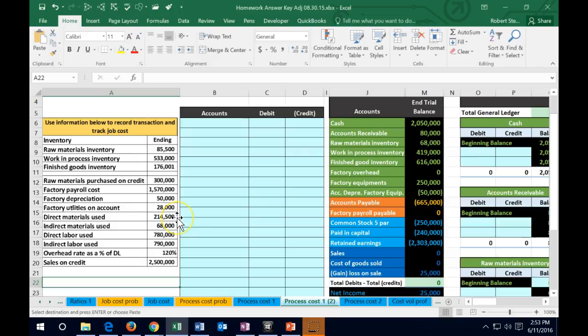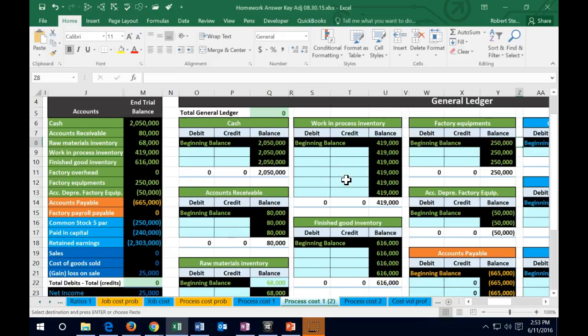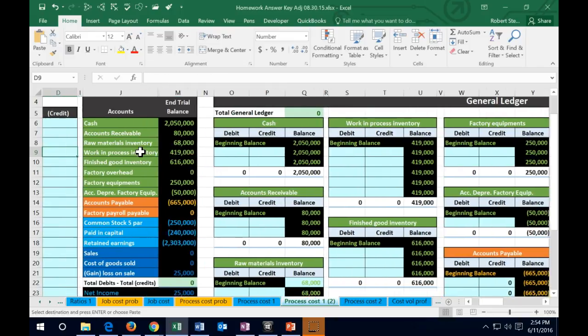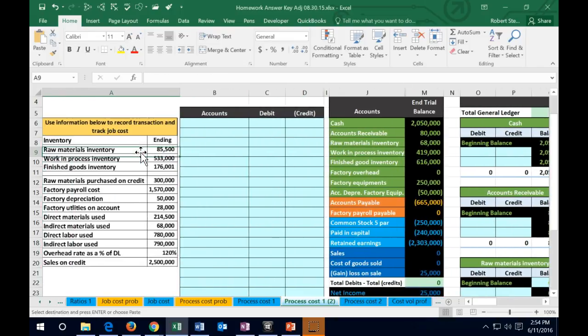We're going to have the data on the left-hand side. We're going to enter that into the blue areas. And then we're going to have our trial balance, which will populate automatically. We will post the journal entries here to the general ledger on this side. Once we post to the general ledger, it will automatically populate our trial balance here. This will obviously be making more sense as we go.